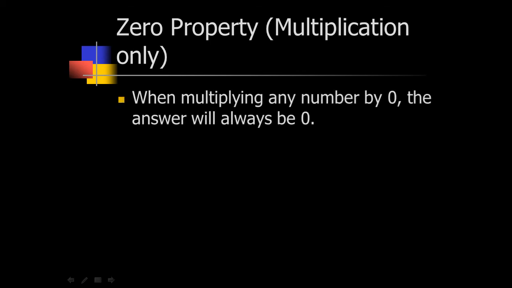The 0 property only applies to multiplication. And this is something you've known since you started doing multiplication. Anything times 0 is equal to 0. When multiplying any number by 0, the answer will always be 0. Example, take any number you want. I got 1,234,567 times 0 equals 0. Remember, that only applies to multiplication.